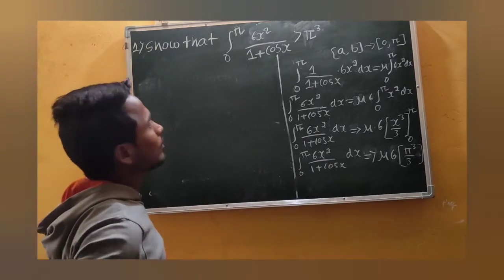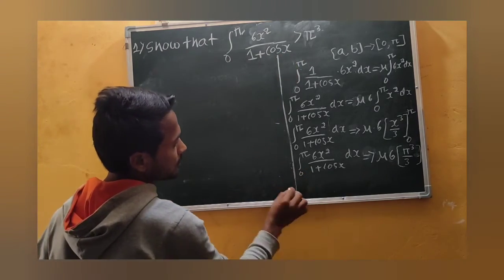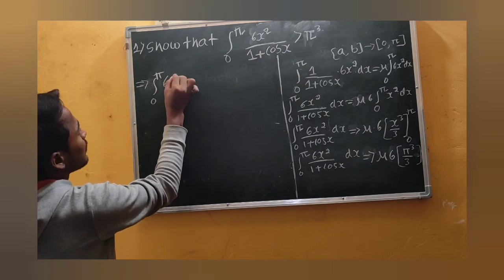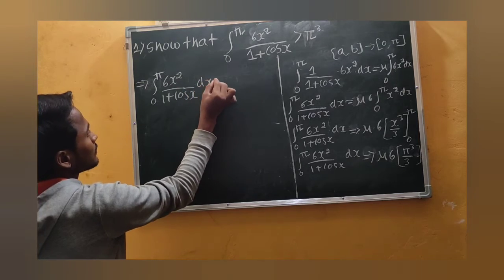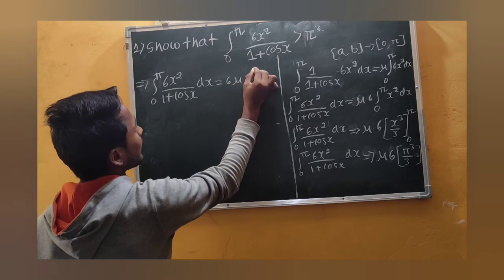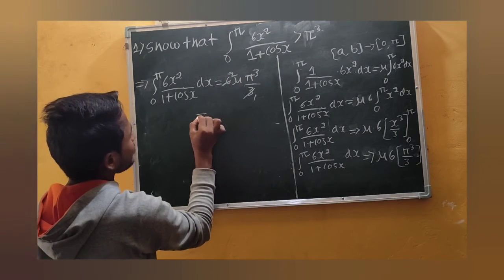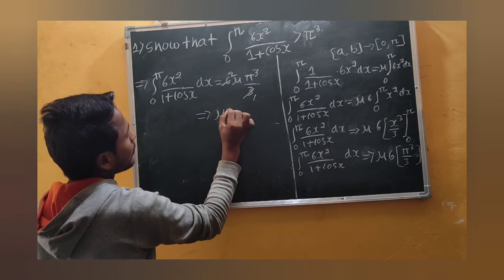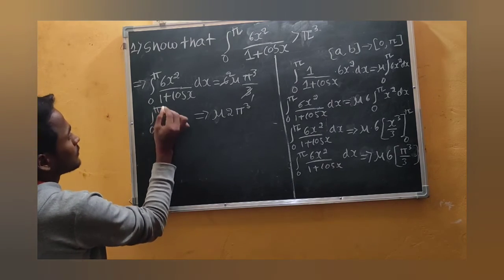So we have to show that integration 0 to pi 6x square divided by 1 plus cos x dx is greater than or equal to pi cube; we have to prove this. Next, the solution: integration 0 to pi 6x square divided by 1 plus cos x dx, so 6 mu equal to pi cube divided by 3. 3 ones are 3, 3 twos are 6, so directly I can write 2 mu equal to 2 into pi cube.